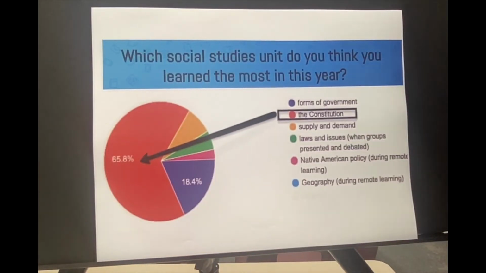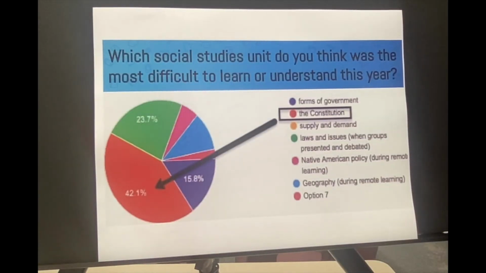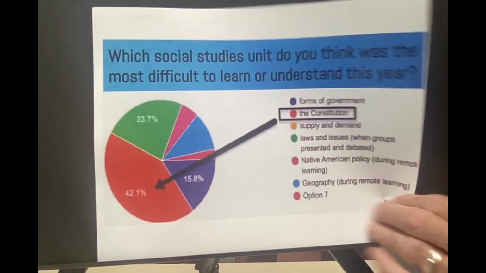I give a survey like this each year at the end of the year. Which social studies unit do you think you learned the most in this year? Each year it's the same, the Constitution. And which social studies unit do you think was the most difficult to learn or understand? It's always the Constitution. So it's a lot of learning, but most kids do fine.